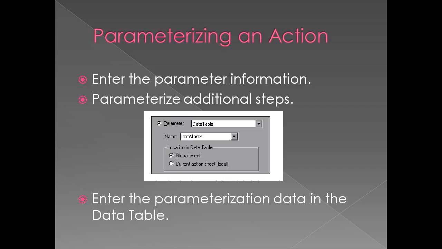5. Enter the parameterization data in the data table. A. In the data table, click the Global tab. 6. Save the test. Choose File, Save or click the Save button. You have now created a test that signs into the Mercury Tours site, submits 2 flight orders, a flight from New York to San Francisco from December 29th to December 31st, and a flight from London to Portland from October 29th to October 31st, and then returns to the starting point of the test by clicking the Home link.